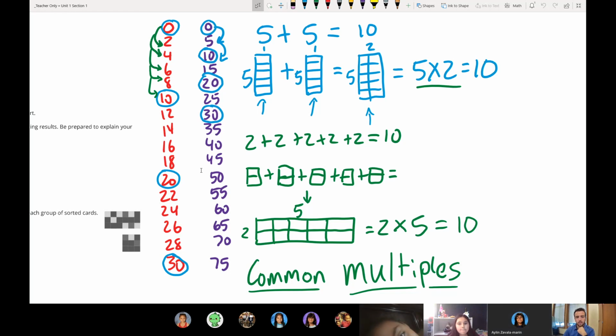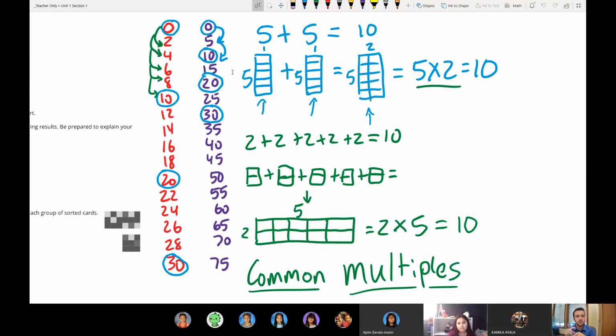But Camila, I'm going to ask you one other question. Do you see a pattern with the numbers that are in common here? You see a pattern with the numbers that are circled, Camila? Okay, what's the pattern? That they mostly have some of the same numbers. All right, what same numbers? 10, 20, 30, and 0.